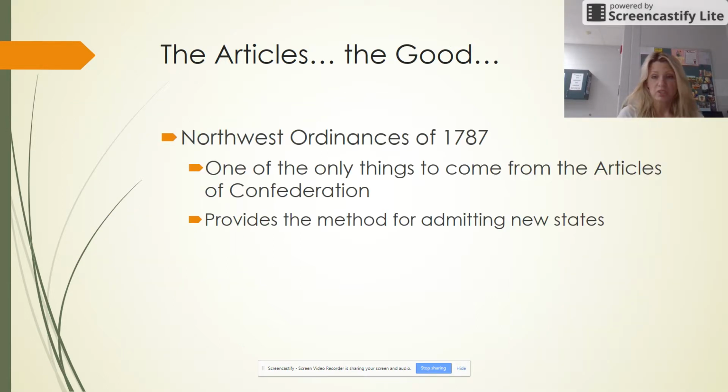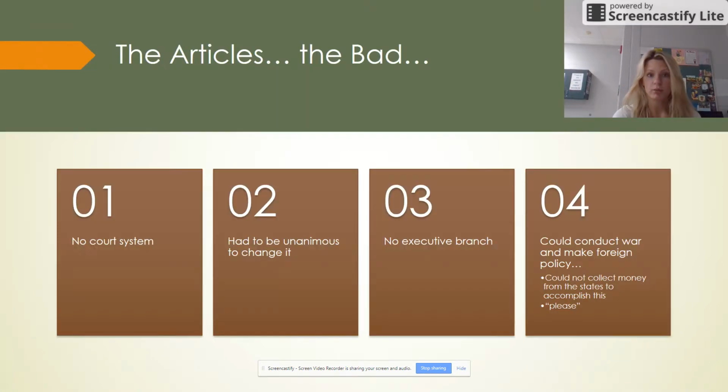The Articles, there's some good things that come from them. The Northwest Ordinances of 1787, that's what's going to set up the West. That's how Wisconsin gets here. And it provides the method for admitting new states. So we're able to expand westward and grow as a nation.